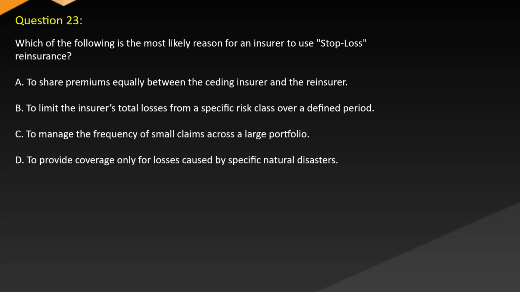Question 23. Which of the following is the most likely reason for an insurer to use stop-loss reinsurance? A. To share premiums equally between the ceding insurer and the reinsurer. B. To limit the insurer's total losses from a specific risk class over a defined period. C. To manage the frequency of small claims across a large portfolio. D. To provide coverage only for losses caused by specific natural disasters.